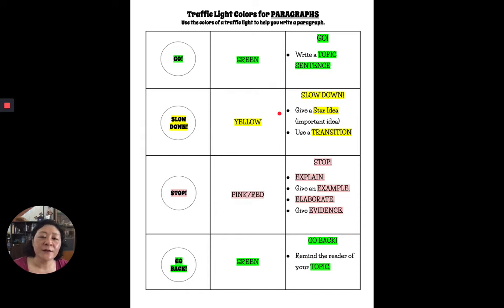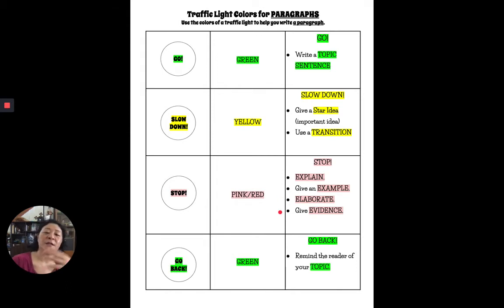I think in the other slide it said RDF, and I'm probably going to change that now that I'm going over this more in depth. So star idea, which is an important idea, and you will also need to have a transition. Okay, so this is all in yellow. Then you will stop, and that is a pink or a red. Stop means you will explain, you will give an example, you will elaborate, and you will give evidence.